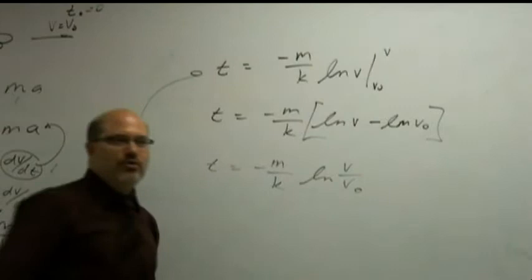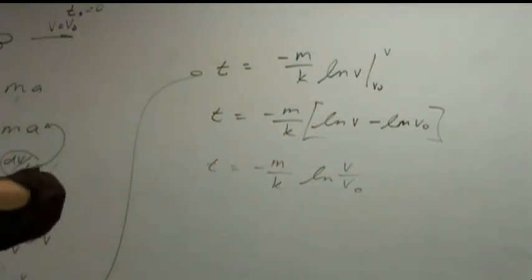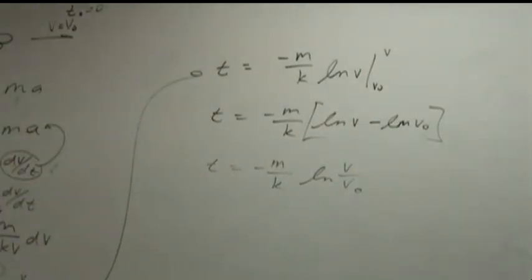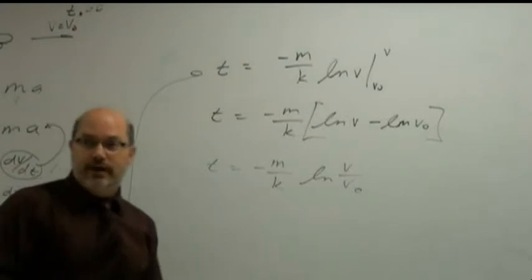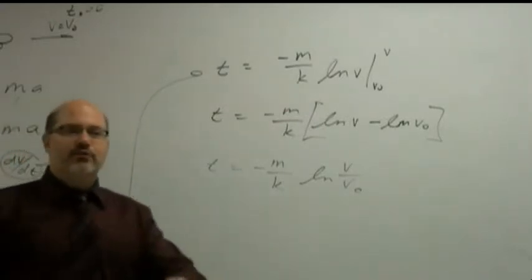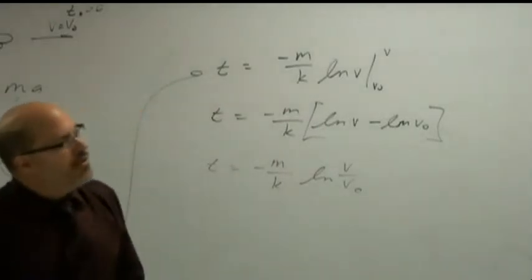I'm just doing every step because some of you will remember it and some of you won't. Do you have to put it in the v over v naught form, or can you leave it? You will, and I'll show you why, because we're not quite done. We want an equation for v equals.